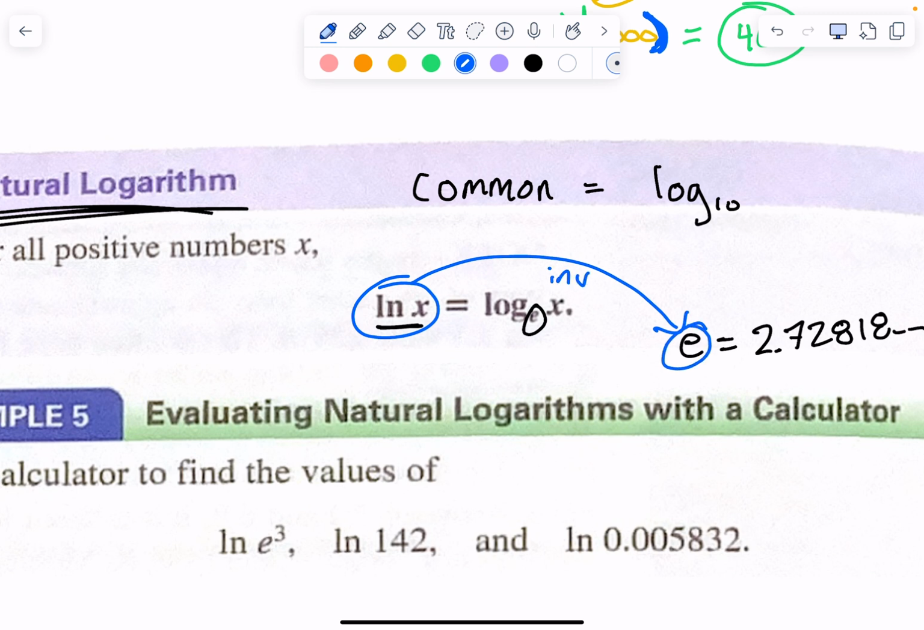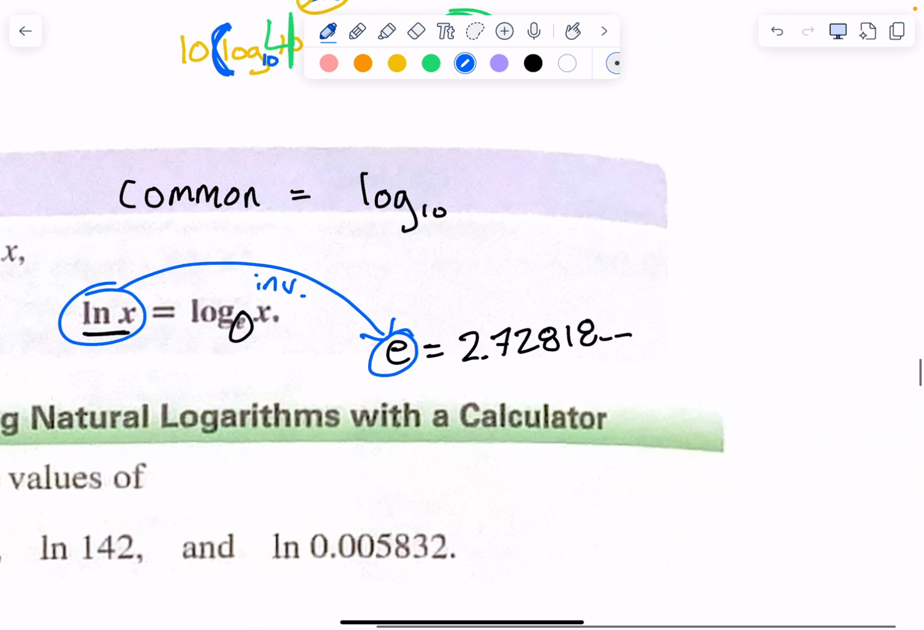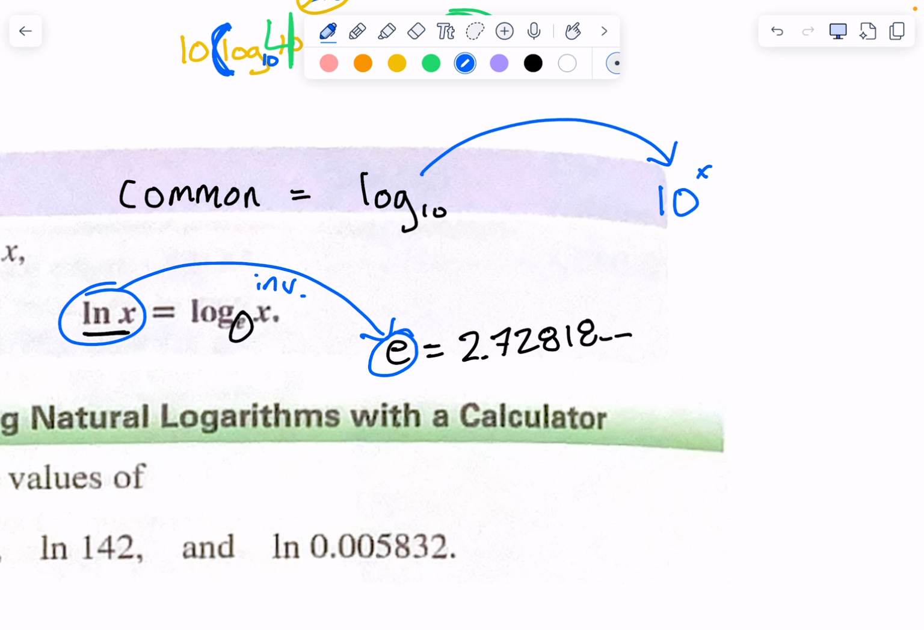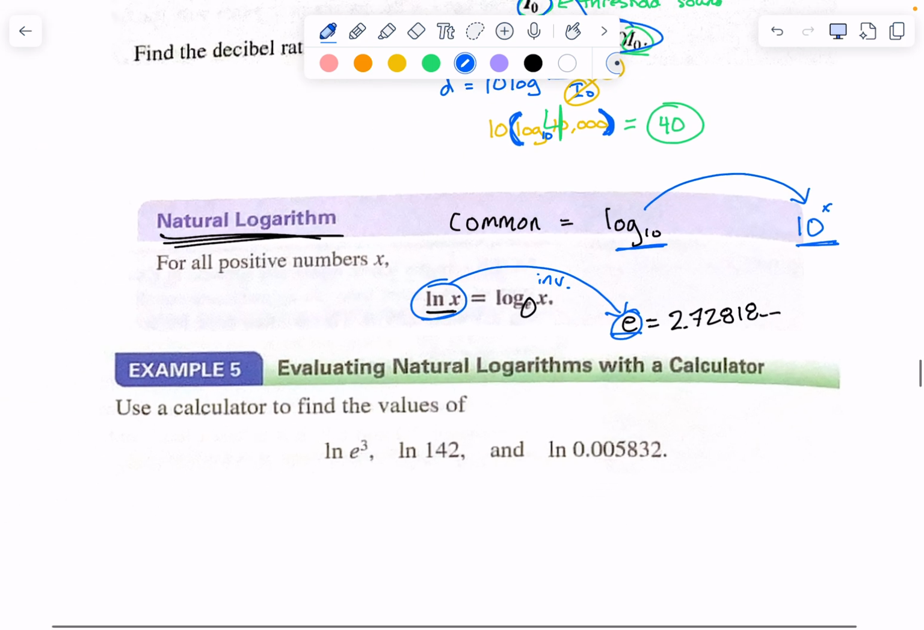Now, ln and e are inverses of each other. Kind of like, what's the inverse of log base 10? 10 to the x power, right? So this is the exponential function. Those two things cancel each other out. ln and e cancel each other out. So ln is natural log, log base e.